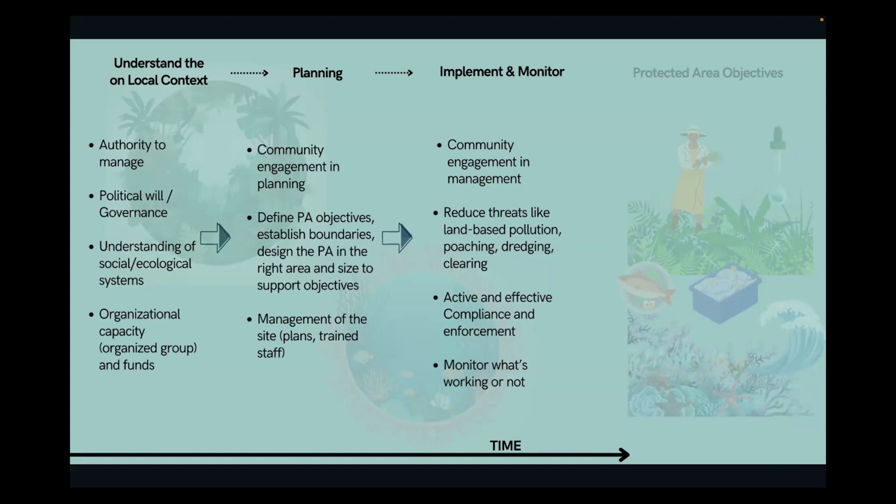We also need active compliance and enforcement efforts, such as outreach to encourage people to understand why the rules are in place, and so there are consequences when there are violations. And then finally, we need to monitor things. What's working, what's not? Are we moving closer to the objectives that we want to see?